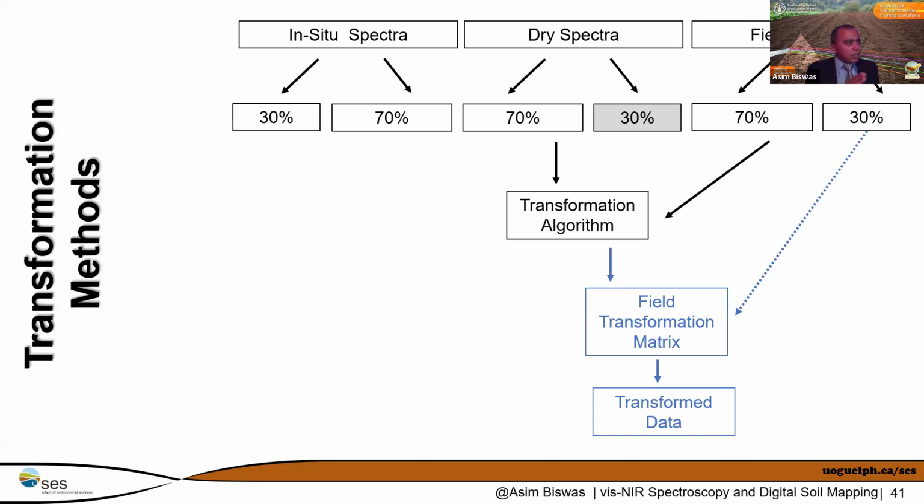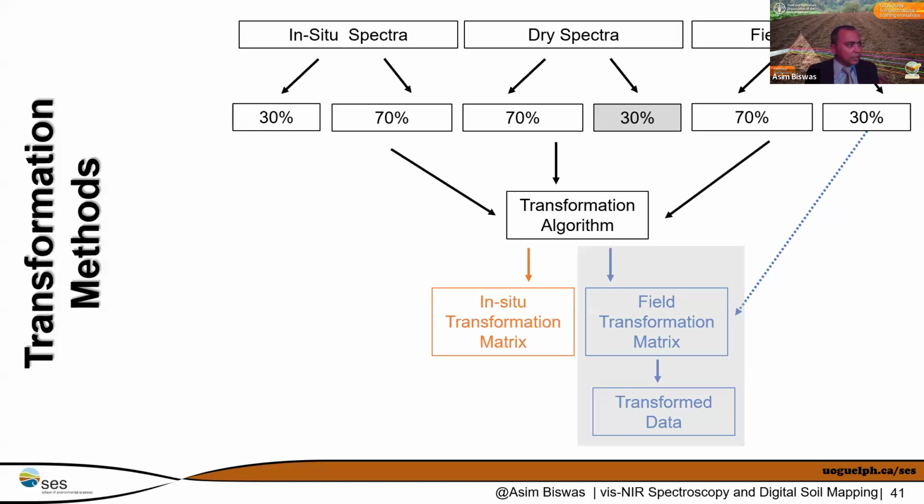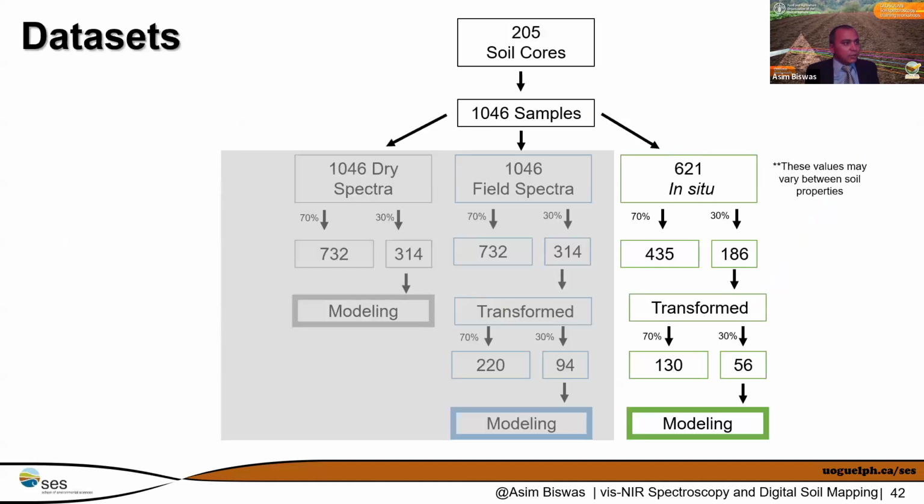Now, when you're looking at in situ spectra, it's a very similar way. Rather than the field transformation matrix, now we are looking at the in situ transformation matrix, and using the 30% data, we're looking at in situ transformed data. Now I have sets of data: a dry set, that is dry spectra, then a field spectra, then an in situ spectra. And we take that 30% to validate.